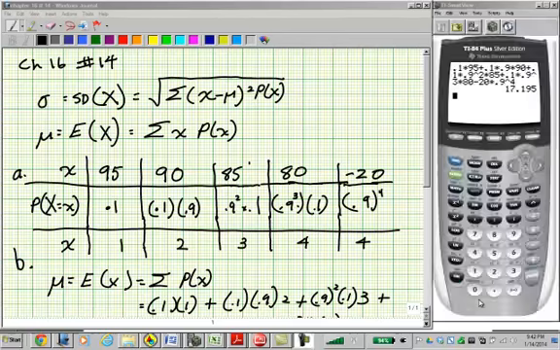So this is chapter 16, number 14. I'm going to assume that if you've gotten this far, you know what a discrete random variable is. You bothered to read the chapter and everything. All that a discrete random variable means is that it is a variable that can hold a distinct and set number of values that are not continuous.